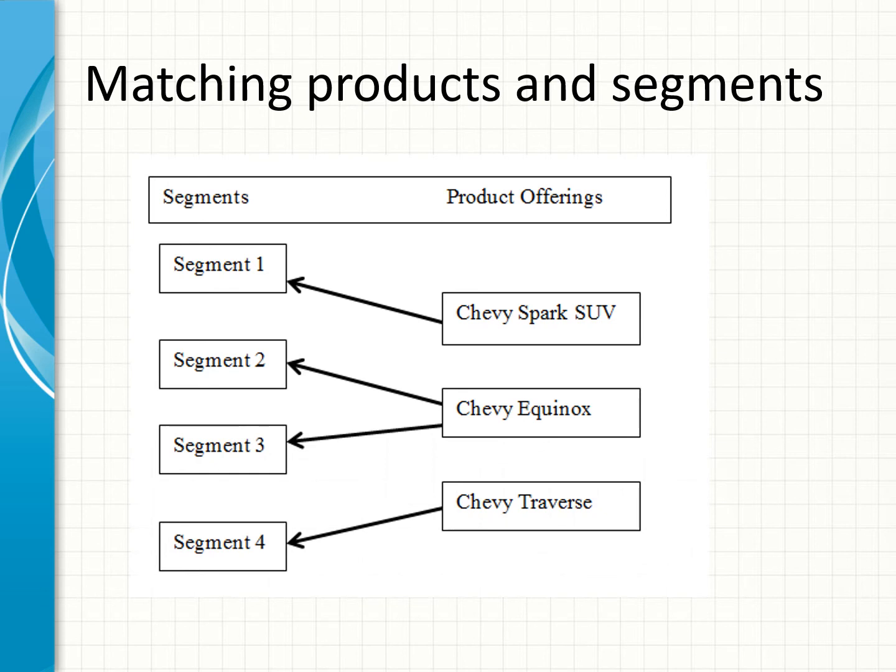Here's an example. So I have segments 1, 2, 3, and 4 here, and these could be any kind of segments that you would like. And the product offerings I have on the right-hand side here are different kinds of SUVs from Chevrolet. The Chevrolet Spark SUV, the Chevrolet Equinox, and the Chevrolet Traverse. And so the argument here is that Chevrolet has different kinds of SUVs because there are different segments. And so one product is geared towards a segment, and in terms of the Equinox, maybe there are 2 or 3 segments that they try to reach with that same particular product, and then maybe there's another segment that's the focus of the Chevrolet Traverse. This is the idea of matching product offerings to specific segments. This is the idea of taking advantage of the diversity in the marketplace in terms of wants and needs and producing goods and services that best meet those wants and needs.